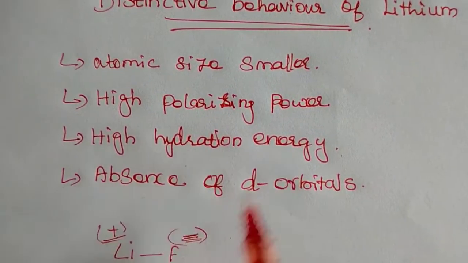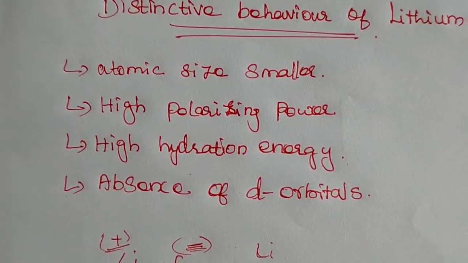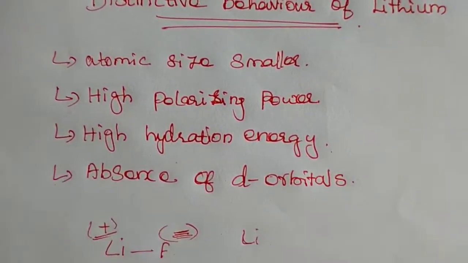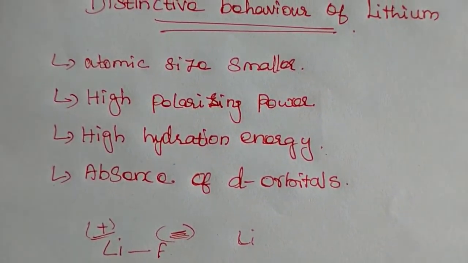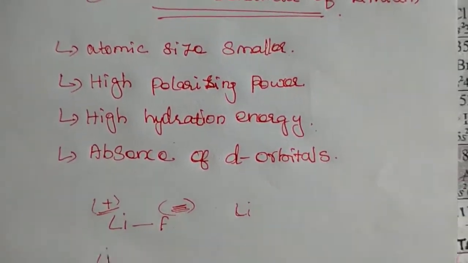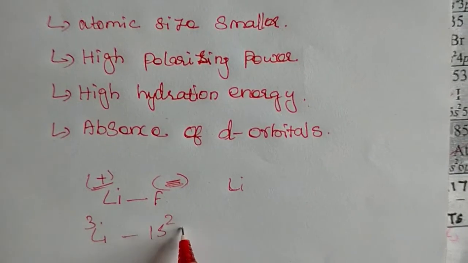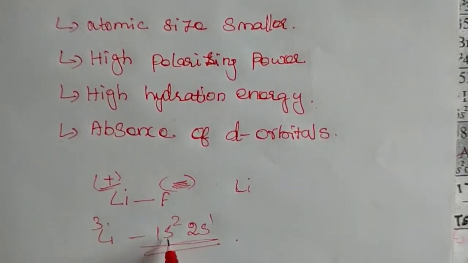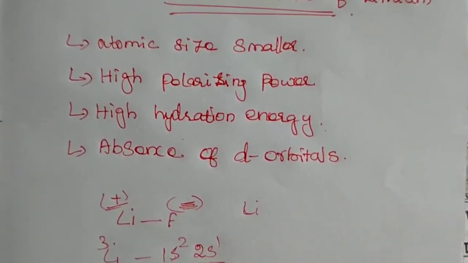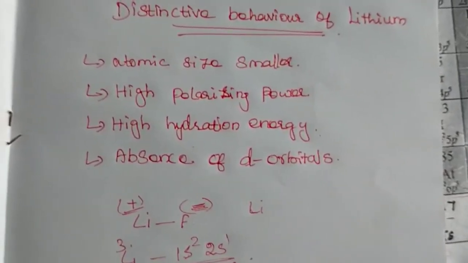Then high hydration energy. That means the compounds lithium forms have more power to dissolve in water. Then absence of d orbital. There is no d orbital to fill the electrons because the atomic number is only 3. This is the electronic configuration. So only s orbital is present in lithium. Because of these four characters, lithium behaves individually in this series of alkali metals.